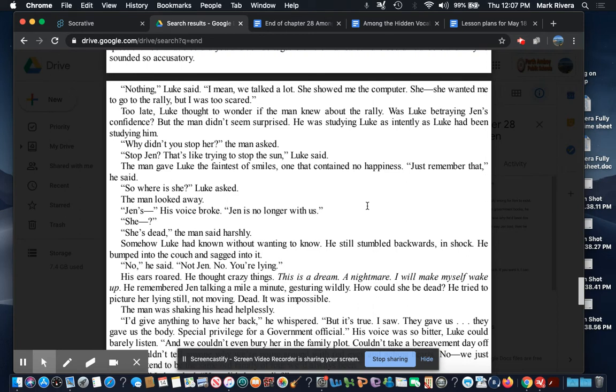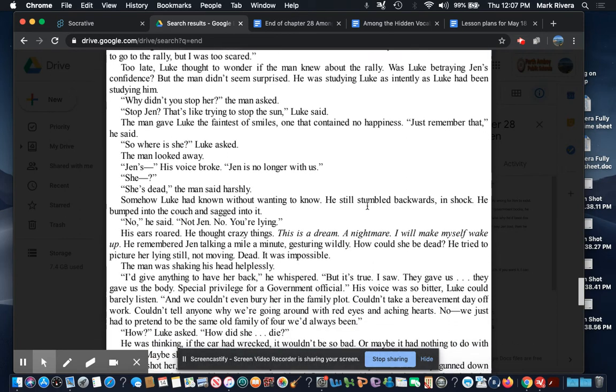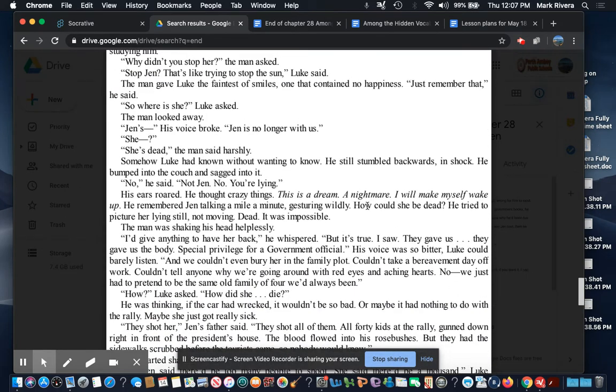"Why didn't you stop her?" the man asked. "Stop Jen? That's like trying to stop the sun," Luke said. The man gave Luke the faintest of smiles, one that contained no happiness. "Just remember that," he said. "So where is she?" Luke asked. The man looked away. "Jen's..." His voice broke. "Jen's no longer with us. She's dead," the man said harshly.